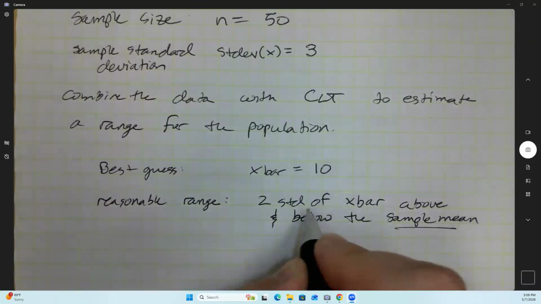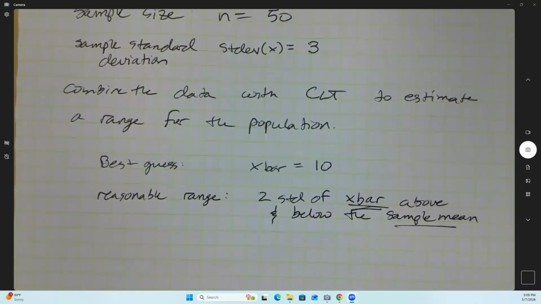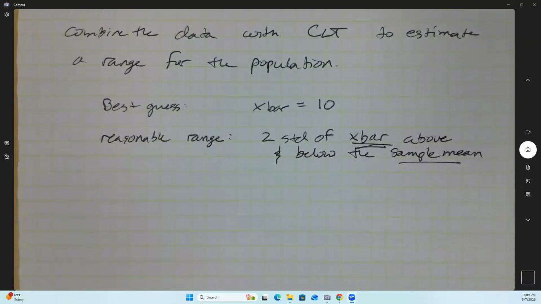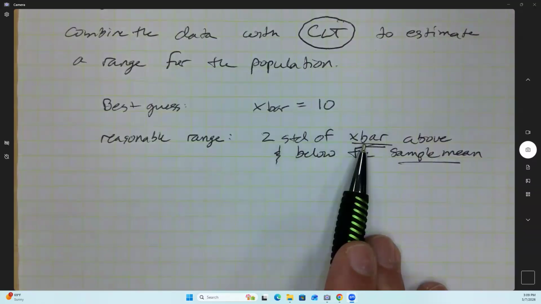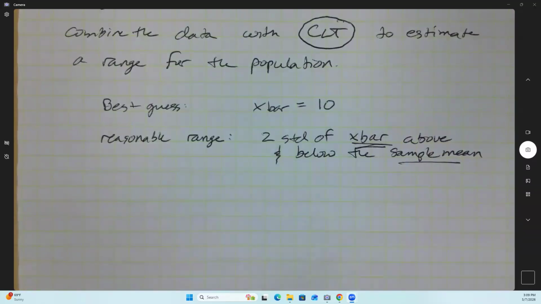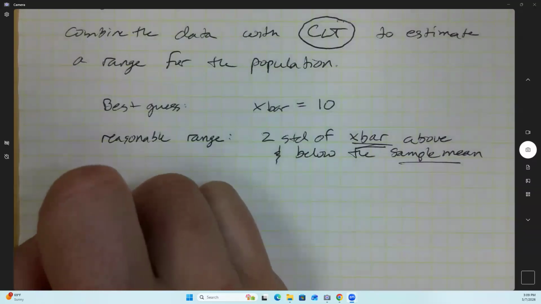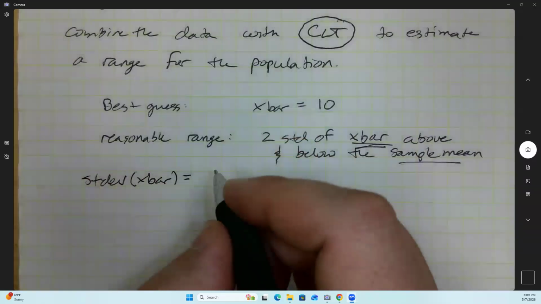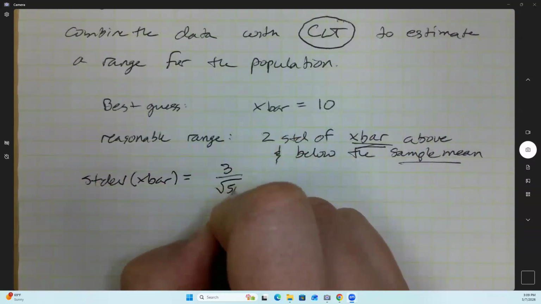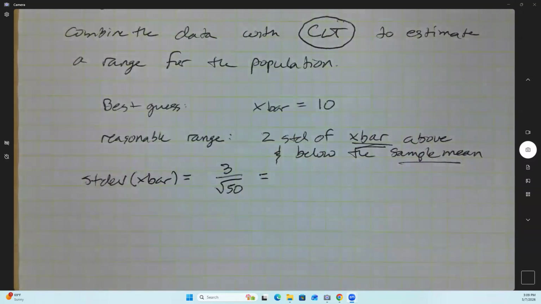And again, this is the part that can be really confusing, is when do I use a standard deviation of a sample or a population versus when do I use a standard deviation of a sample mean? This is one of those cases, anytime you're going to use a central limit theorem, you're talking about the sample means and not individual observations. So we need the standard deviation of X bar, which is 3 divided by the square root of 50. Because it's the standard deviation of an observation or the population divided by the square root of the sample size.